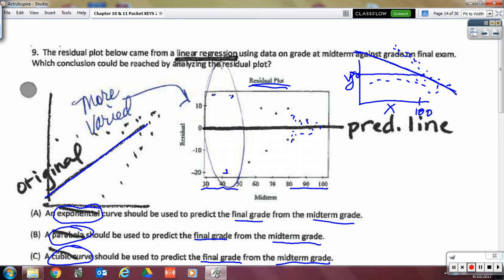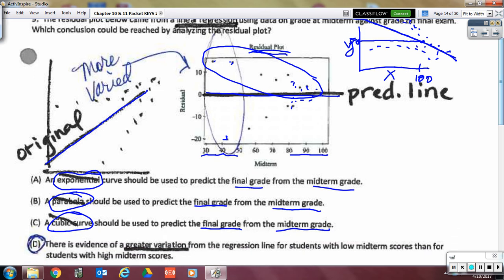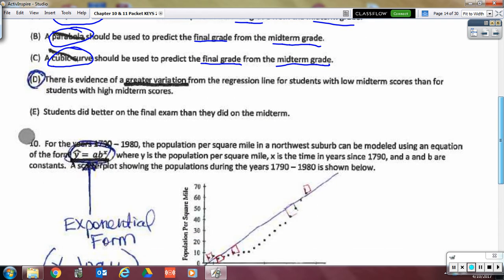All you know is how these guys did compared to predicted. You don't know what that final score necessarily is. Okay. All right. There's that.